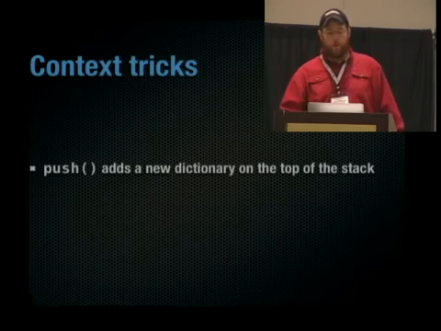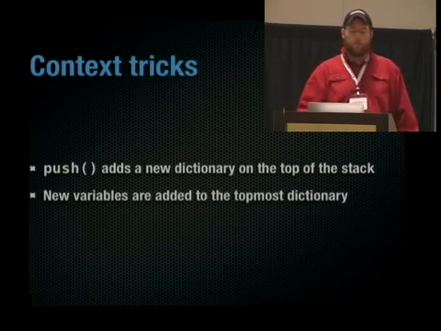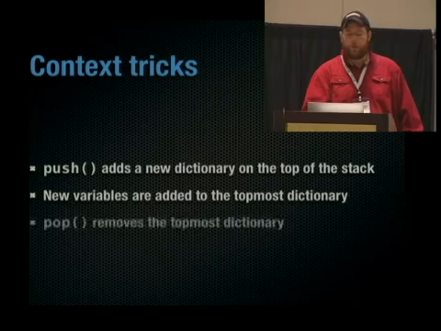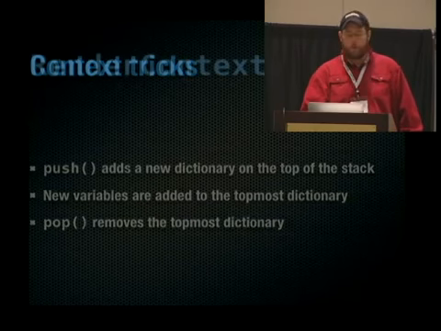So there are some tricks you can do with this. Context has a method called push. New variables, as they're being set, are added in whatever is the topmost dictionary. You can pop that back off, and all those variables go away.